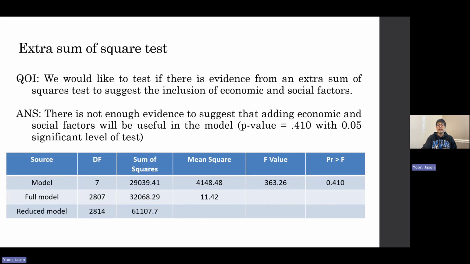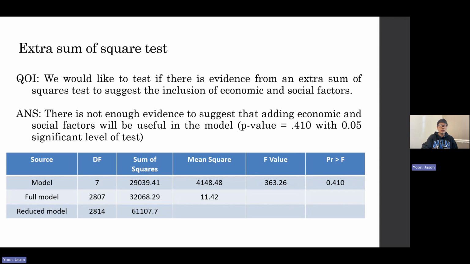What I want to do next is an extra sum of squares test, because we would like to test if there is evidence from an extra sum of squares test to suggest the inclusion of economic and social factors. So the answer is there's not enough evidence to suggest that adding economic and social factors will be useful in the model. The p-value of this calculation is 0.41 with a 0.05 significance level for the test.